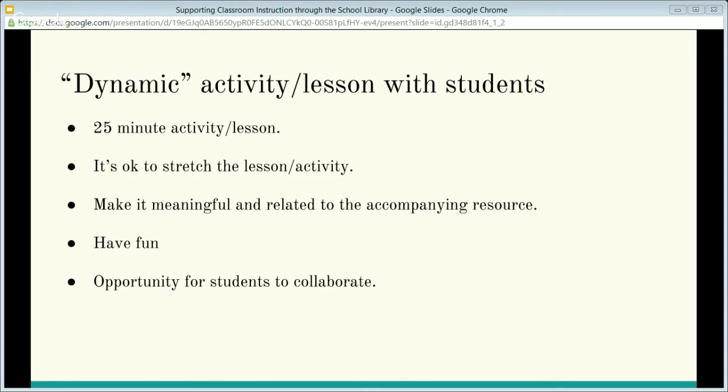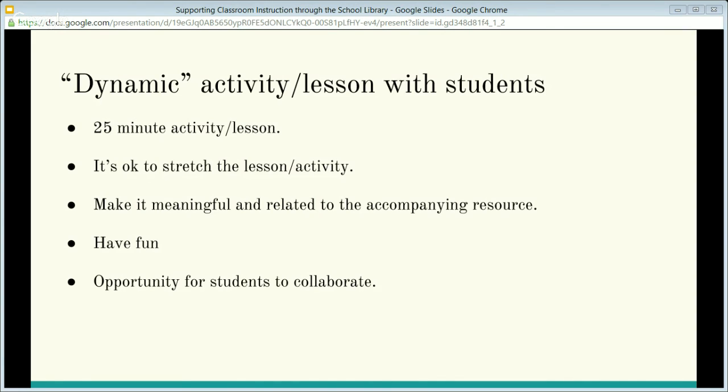The next point, have fun. It is okay to have fun in the library. You should have fun. I tell my students all the time that my library is like Disneyland. It is the happiest place on earth. And so, make the library fun, make it engaging, do something different. That gets the kids to want to continue to come back, as well as the teachers too. So whatever activity or lesson that you're going to do, make it fun.